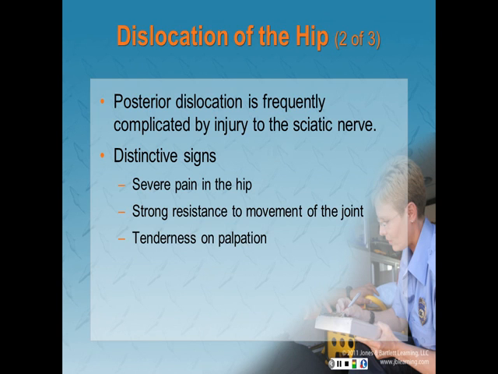Hip dislocation is associated with very distinctive signs. The patient will have severe pain in the hip and will strongly resist any attempt of movement of the joint. The lateral and posterior aspects of the hip region will be tender on palpation, and occasionally sciatic nerve function will be normal at first and then slowly diminish.